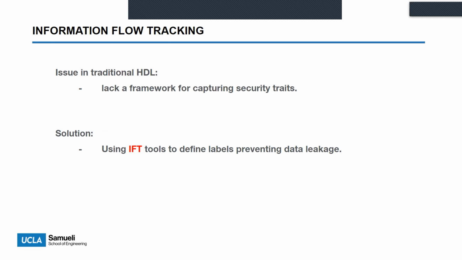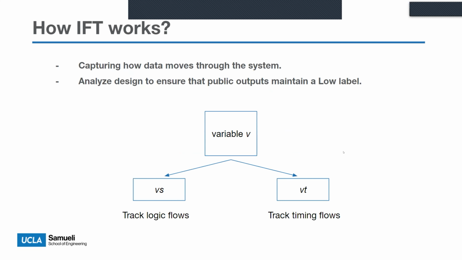The solution from this paper is using the IFT tool to define the labels of the variables to prevent data leakage. For example, whether or not the variable contains sensitive or untrusted information. IFT models capture how the data moves through the system, enabling the analysis of security behaviors of the hardware design. Next, the design is analyzed to ensure that the public outputs maintain a low label, which indicates that no secret data has reached these ports.